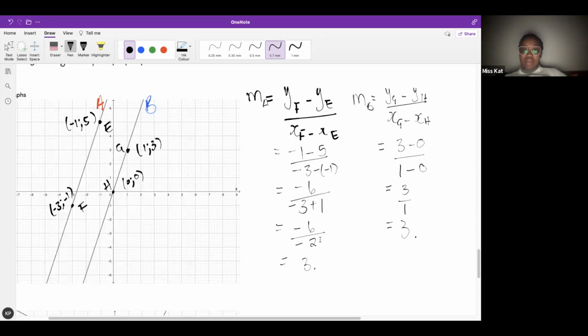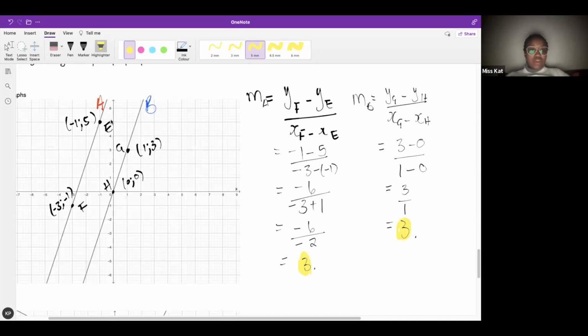Lines that will never touch. So if you look at these two graphs, guys, does it look like they're going to touch? They're not going closer and closer to one another. They are the same distance apart from one another. So graphs that don't touch always have the same gradient. Okay, guys, they always have the same gradient.